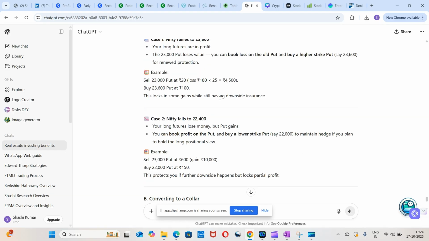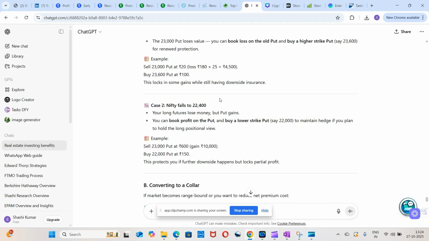Okay, Nifty falls to 22,400. So this is where we have taken that hedged position. Your futures will lose money, but the put will gain, and you can book the profit on the put and buy a lower strike put to maintain the hedge. If you feel the market is still going to be bullish, and it is just retracing, a temporary thing, then you can book the profit on the put and buy a lower strike put. This protects you from further downside and locks your profit.